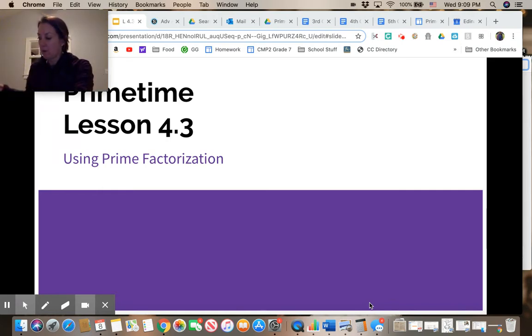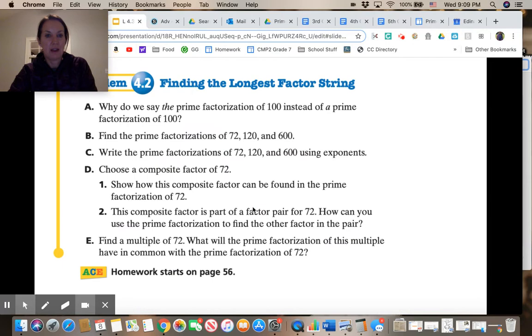I would like to start by talking about the questions from yesterday. I heard from a few people that they wanted some feedback on whether they did the work right. Also, if you don't want to watch about 4.2, you can just zoom ahead a little bit. But anyway, on 4.2, if you answered question A, we say the prime factorization instead of the prime factorizations because there is only one.